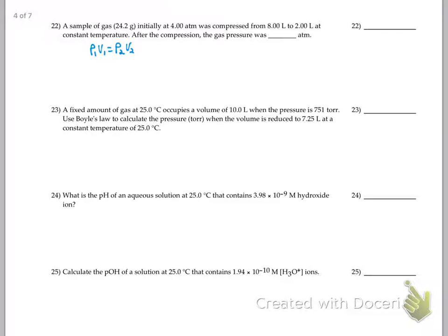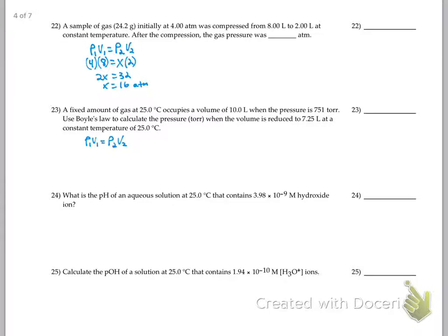First question: P1V1 equals P2V2. 4 ATMs times 8 liters is going to be equal to X, the pressure we're looking for, times 2 liters. Done.